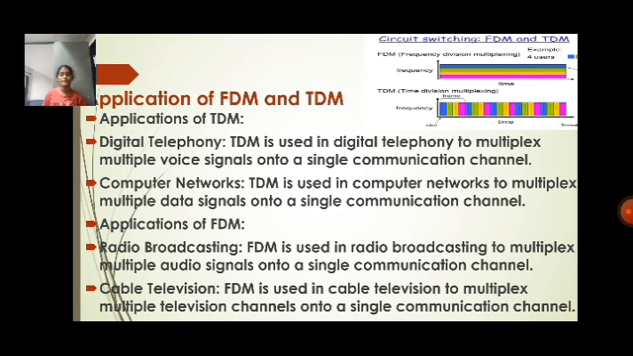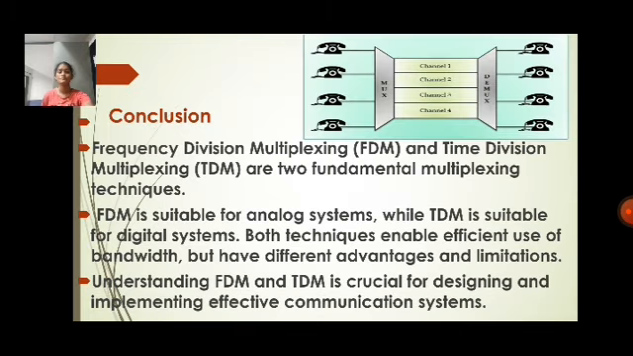Applications of FDM. Radio broadcasting, cable television. FDM is used in radio broadcasting to multiplex multiple audio signals onto a single communication channel. Cable television. FDM is used in cable television to multiplex multiple television channels onto a single communication channel.